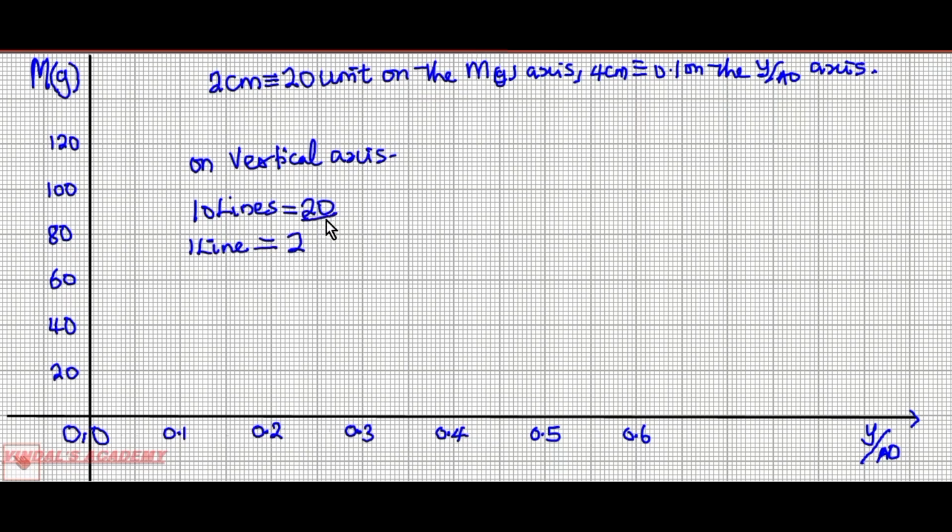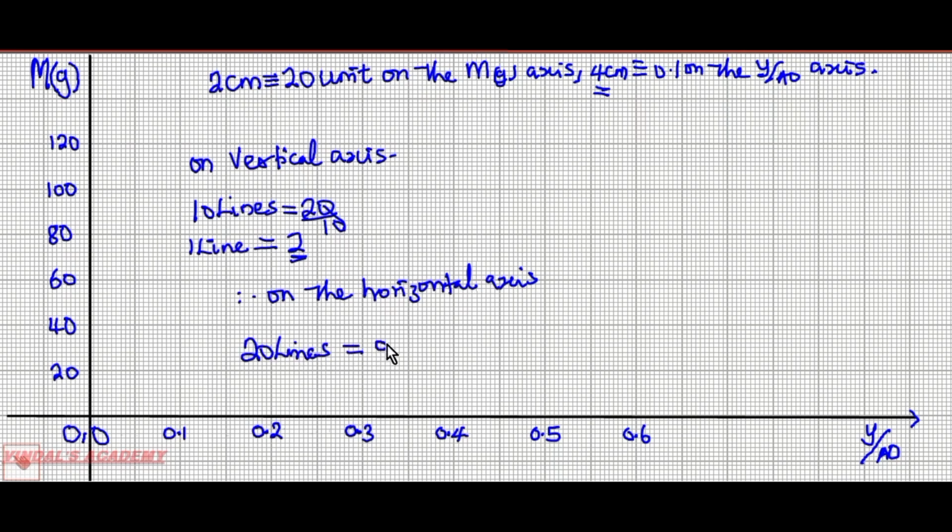1 line is going to be 2. So every line on the vertical axis means 2 units, just 2. At the same time, on the horizontal axis, if you do not understand what I mean at this point, because there are some people that may still not understand, please ask questions, because this is the most important aspect of our graph.